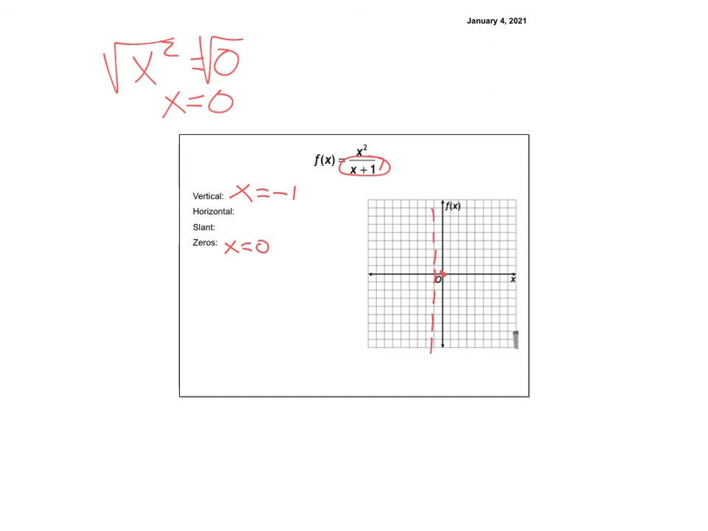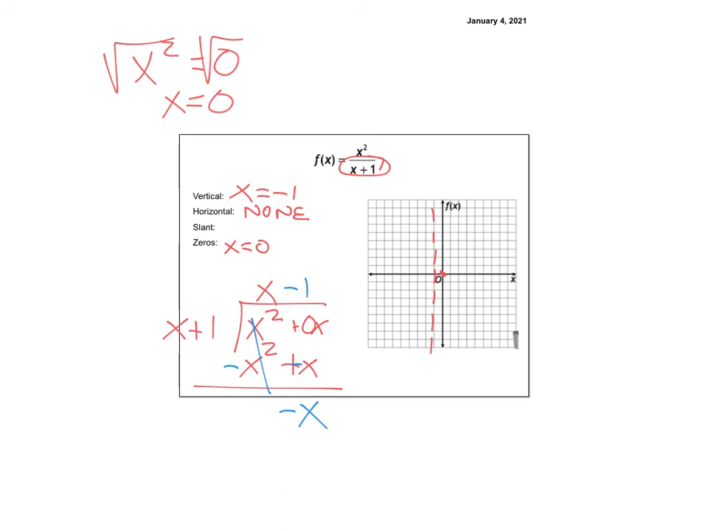Horizontal asymptote, again, my degree is greater in the numerator, so we don't have any for this case. But we will have a slant asymptote. So again, I'm going to do that polynomial long division. So we're going to x squared. We'll switch the signs. So I'd get negative x. So minus 1.